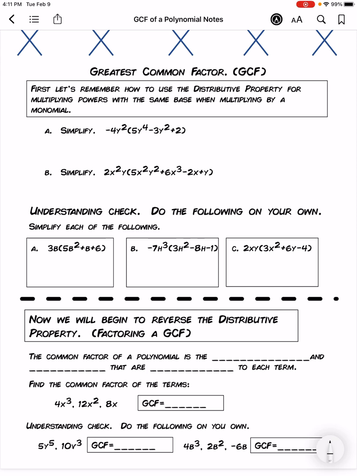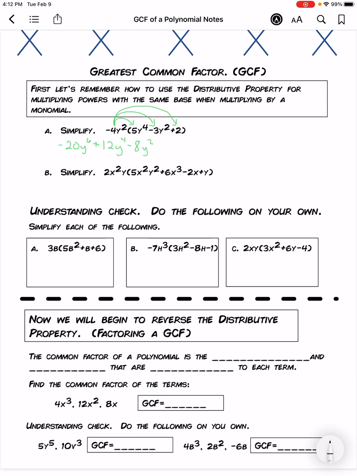So if we're looking at it, here we've got negative 4y squared times 5y to the fourth minus 3y squared plus 2. So again, as a reminder, using the distributive property, we would multiply that negative 4y squared into all three terms. A negative 4 times 5 is a negative 20, and then y squared times y to the fourth would be y to the sixth as we add those powers. Okay, and again, negative 4 times negative 3 is a positive 12, and then y squared times y squared is y to the fourth. And then lastly, 2 times a negative 4 is a negative 8, and then we keep the y squared. So that would be the distributive property.